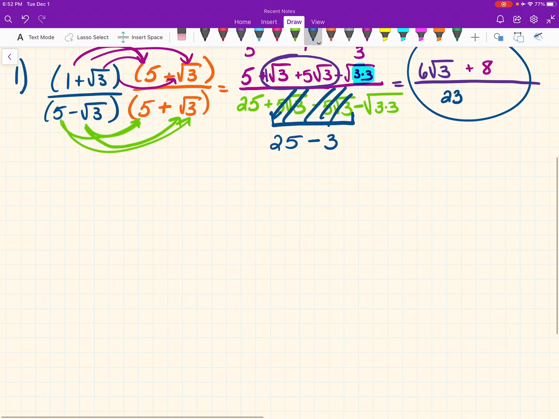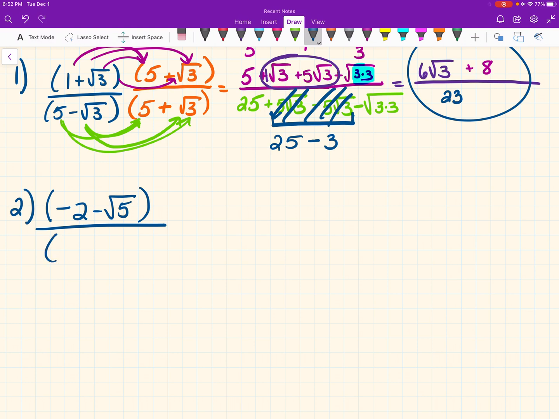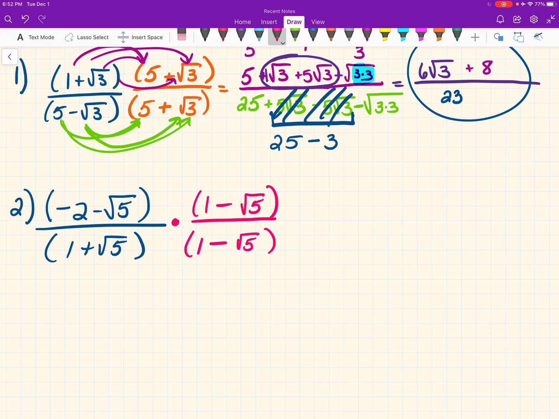Okay, so you can see that's a little complicated. Let's do number 2. Negative 2 minus root 5 all over 1 plus root 5. As soon as you see that it's a 1 plus and a root, conjugate time. And you've got to really think through what's the conjugate. The conjugate is the same numbers and then the opposite sign in the middle. And then the numerator has to match exactly the denominator that we just brought in.